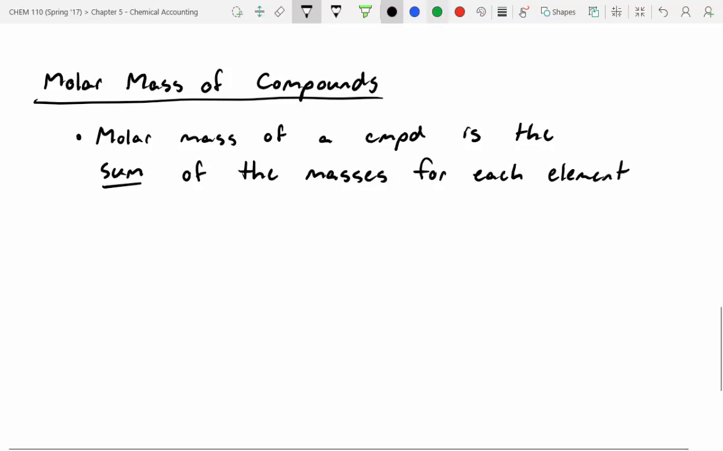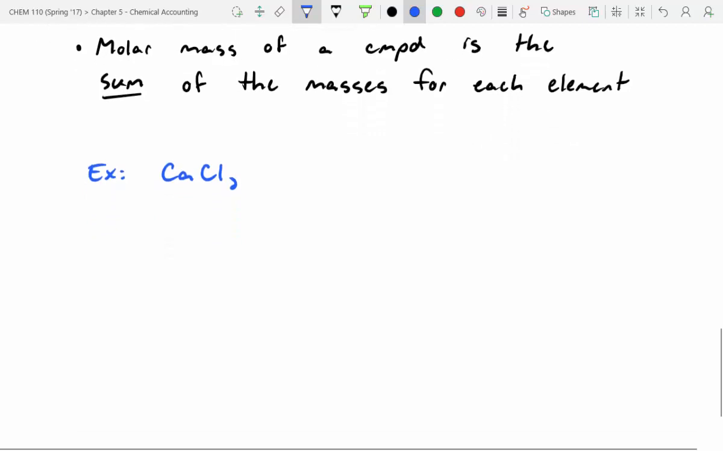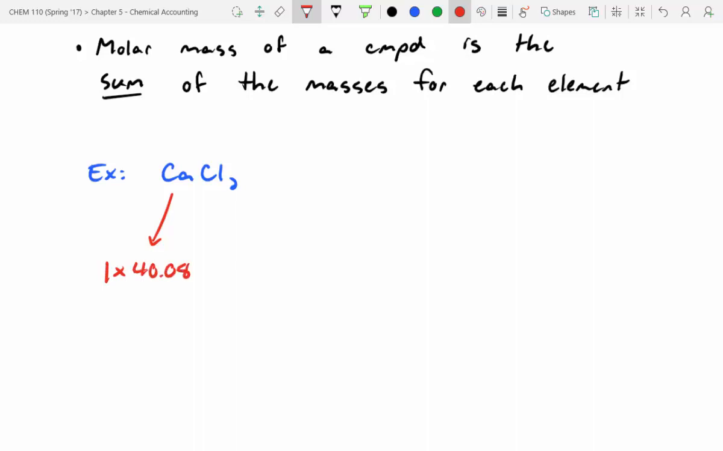So let's take an example. This is calcium chloride, so CaCl2. We need to determine its molar mass. So we want to break this apart. Calcium on the periodic table, if we go over and look at it, is atomic number 20. So that's 40.08, and we only have 1 calcium. So I'll say 1 times 40.08. It's not too bad.